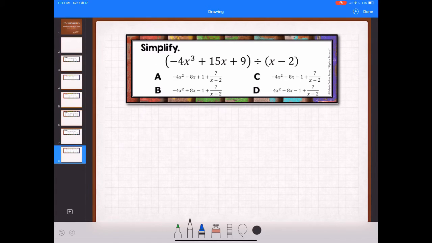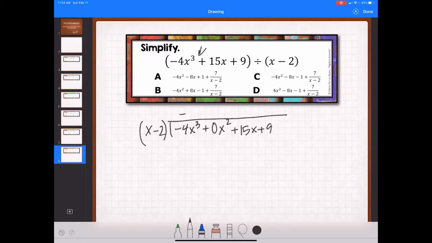Okay, last example. Again, we look at the polynomial. Notice that it's missing the x squared term. So when we write it, we have negative 4x cubed plus 0x squared. That's what's missing. Then you can write the rest of the polynomial down, divided by x minus 2. All right, so x times negative 4x squared would give us negative 4x cubed.